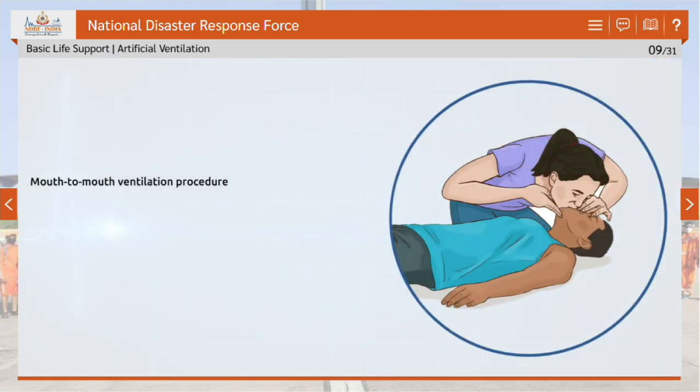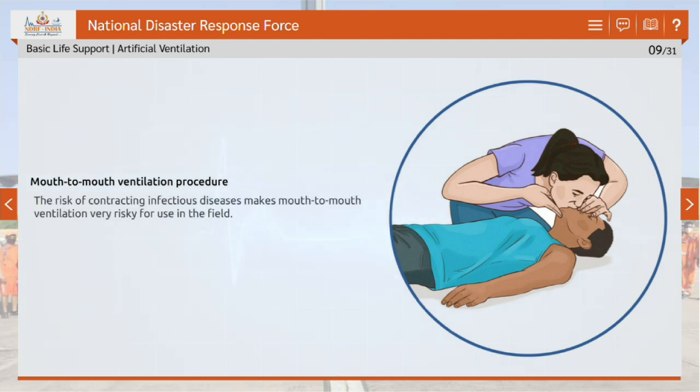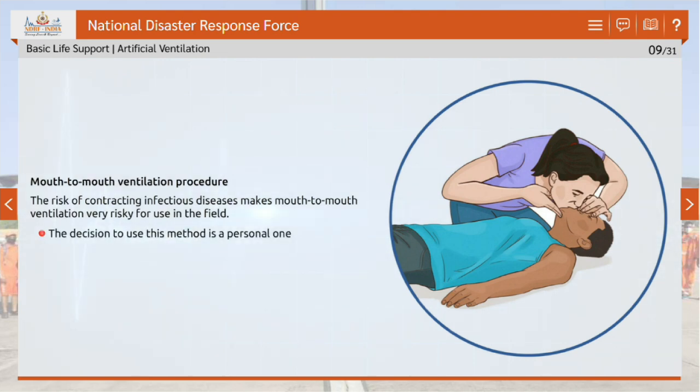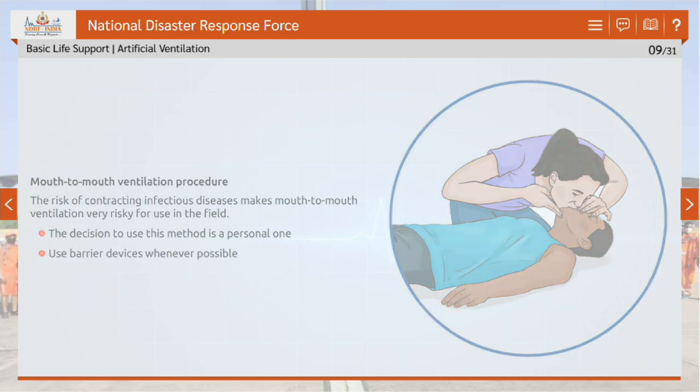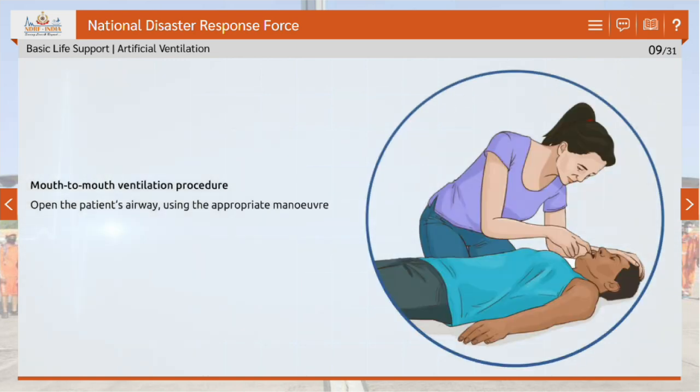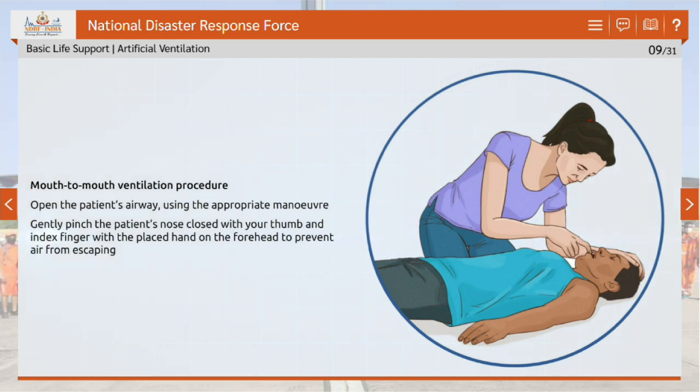Let us look at the mouth-to-mouth ventilation procedure. The risk of contracting infectious diseases makes mouth-to-mouth ventilation very risky for use in the field. The decision to use this method is a personal one. Use barrier devices whenever possible. Open the patient's airway using the appropriate maneuver. Gently pinch the patient's nose closed with your thumb and index finger with the hand placed on the forehead to prevent air from escaping.